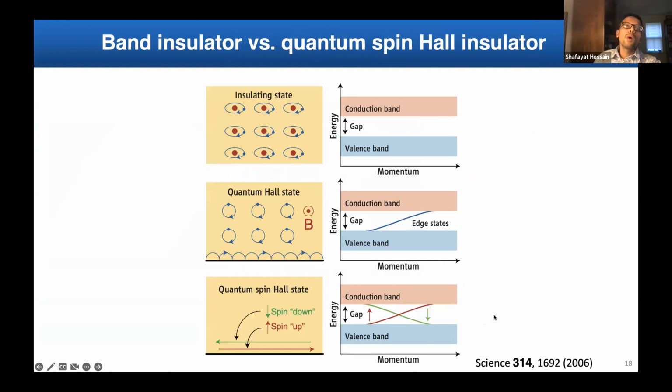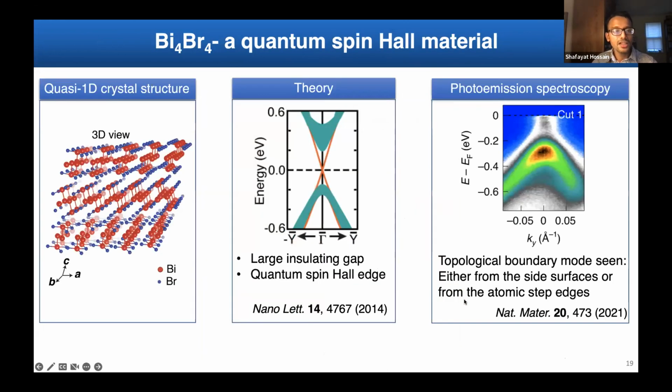One experimental observable to distinguish a trivial insulator from a quantum spin Hall insulator is the presence of an edge state. For example, here in the trivial insulator, there is a bulk gap, but there is no edge state. Whereas in the quantum spin Hall system, there is a bulk gap and there is this helical edge state. This edge state we can measure in STM, which is what we have done here.